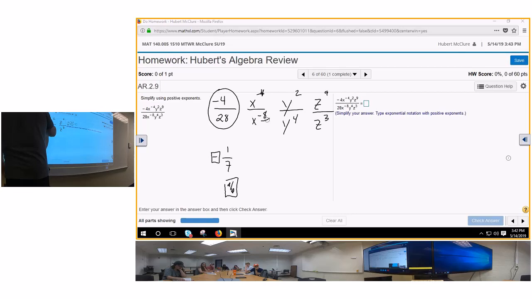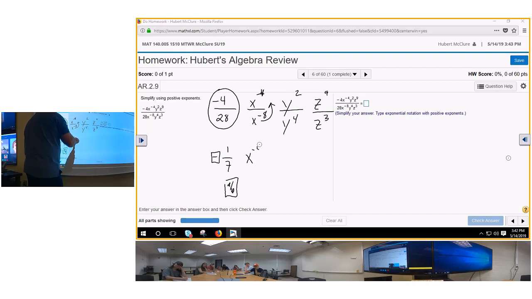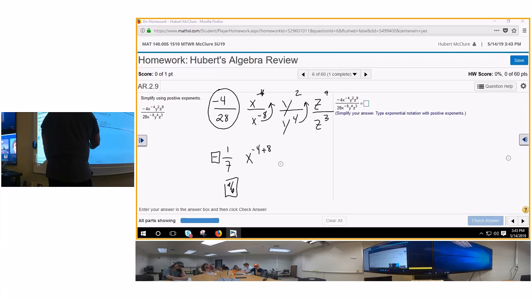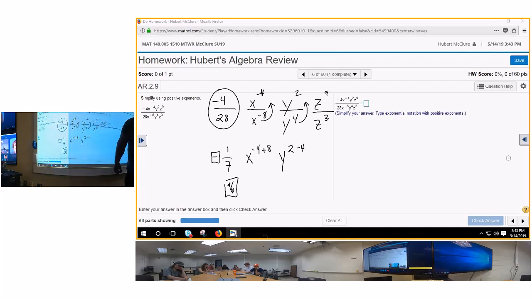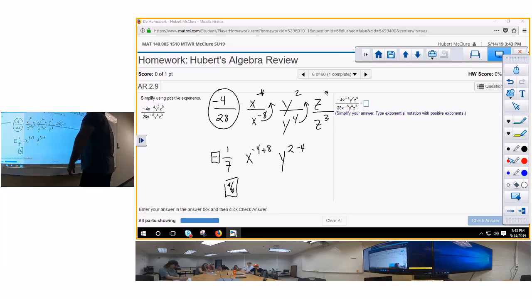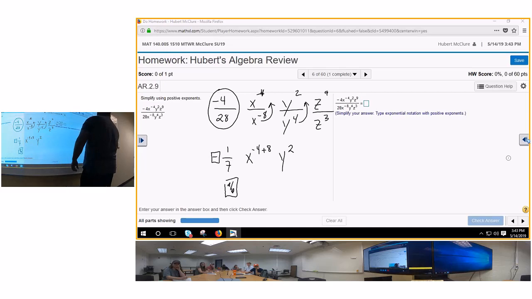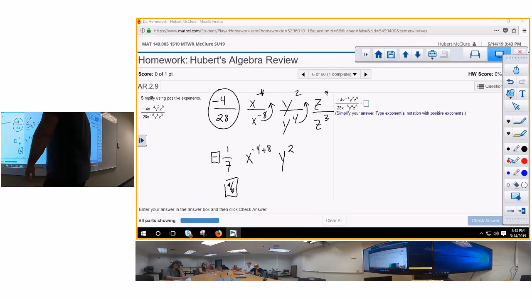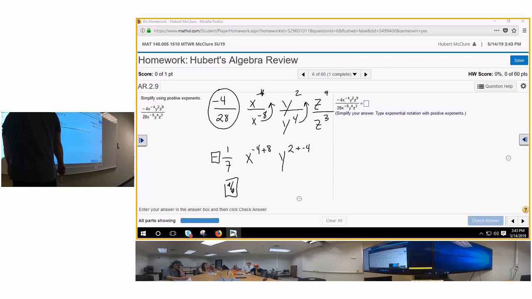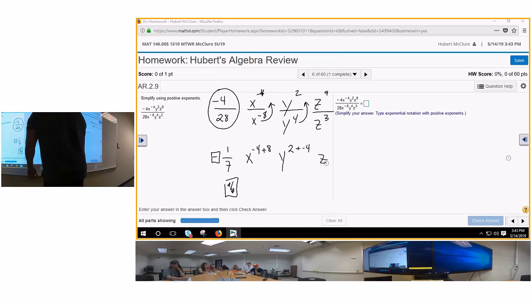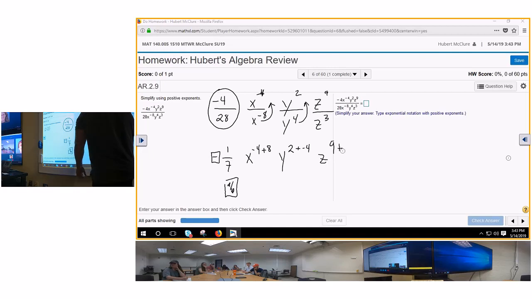Here, I'm going to use my inverse rule, and I'm going to bring this up and use the power rule. So that'd be negative 4 plus 8. I'm going to bring this up, and that's going to be y to the 2 minus what? Plus a negative 4, because you're using the power rule. Let me rewrite that. Again, this is a review. Everybody should be saying, oh yeah, this is simple. If you're saying I don't understand, we got a problem. Plus a negative 4. And then z, this is 9 plus a negative 3, which is 9 minus 3. So that's going to be negative 1/7.